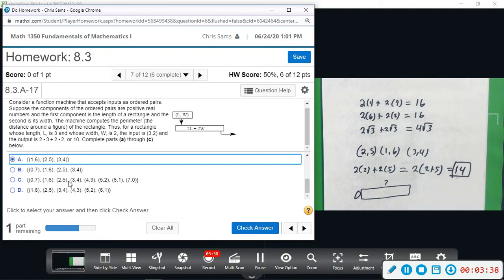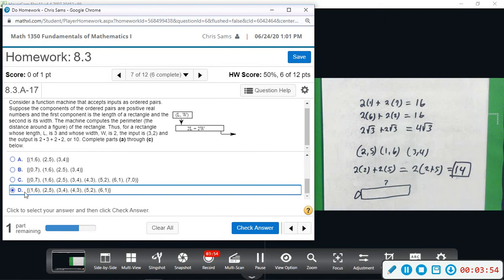We could reverse those orders. So 1 could be the width, 6 could be the length, and likewise 2 and 5, 3 and 4. We could also do 4 and 3, 5 and 2, 6 and 1. So for all possible inputs, we get all of them by interchanging the length and width. This would give you the possible combinations.